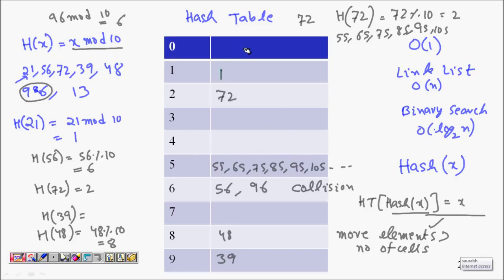One thing we know is the best thing about a hash table: it can search in O(1) time, and it can insert in O(1) time. In fact, if I want to delete 72, h(72) is 2, it was there in cell number 2, I can delete it. So it's O(1).